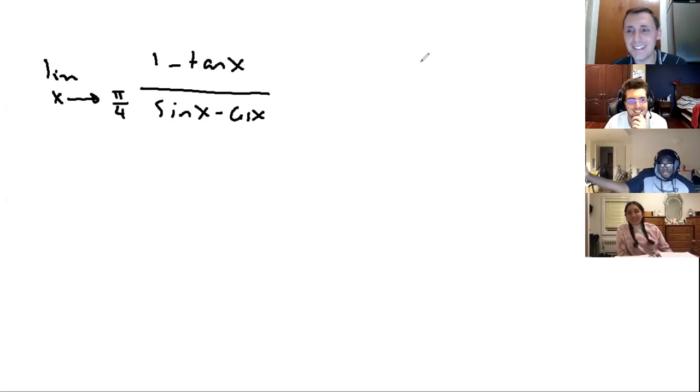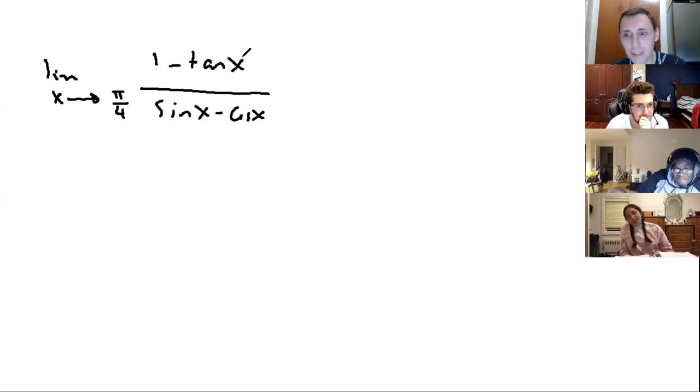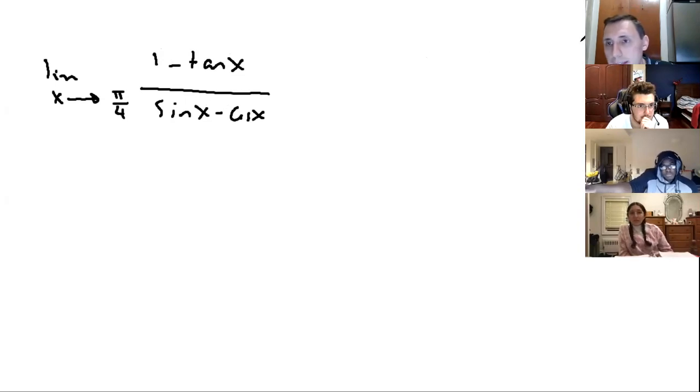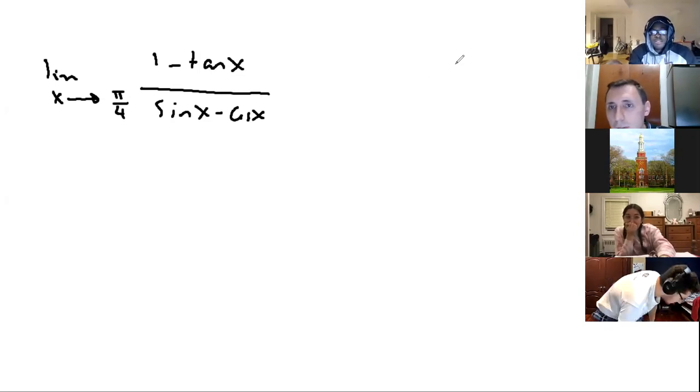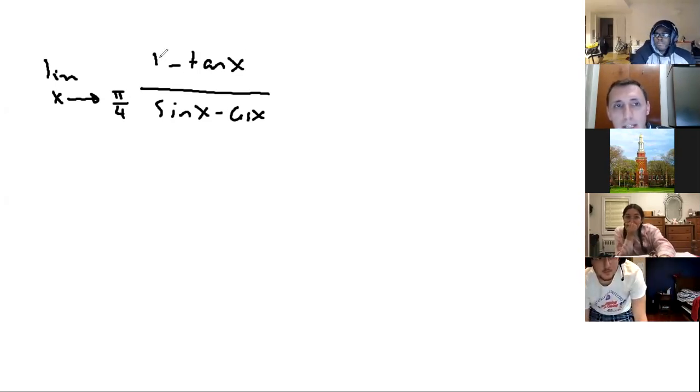Good. Next to the tangent, I like to see the 1. If it's pi over 4, tangent of pi over 4 is 1. Do you see that? That's the numerator. Now, here is a question. If I see a sine and I see pi over 4, what do I want to see? If I see sine and pi over 4, I want to see what value next to sine? Next to tangent, I like to see 1 if it's pi over 4. Next to sine, I want to see what?